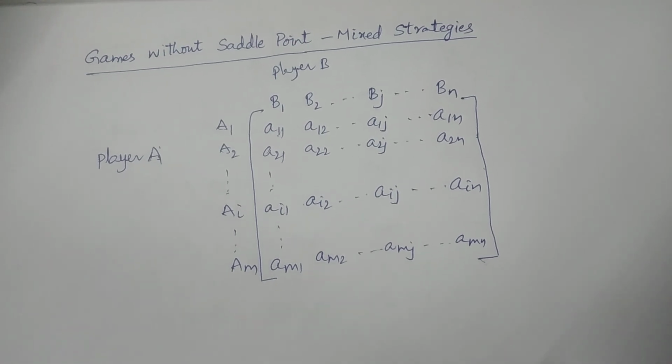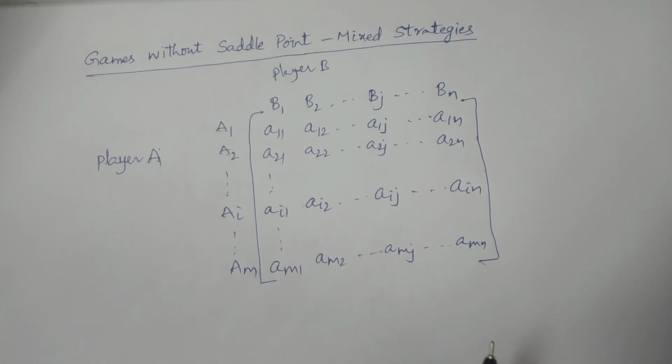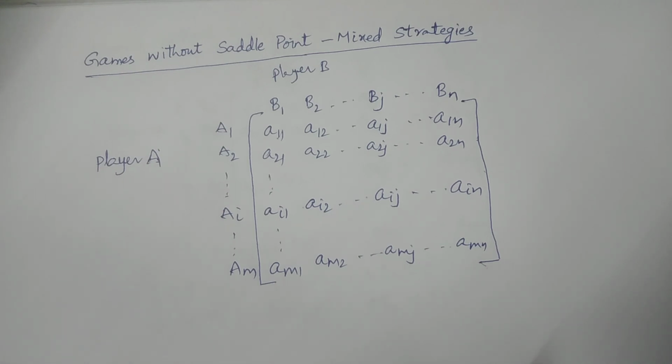Now the question is how to consider the maximin value and minimax value. Certainly I explain the maximin and minimax principles or values for player A and player B in this class: games without saddle point by using mixed strategies, and what would be the maximin value for player A and what would be the minimax value for player B in this session, right?